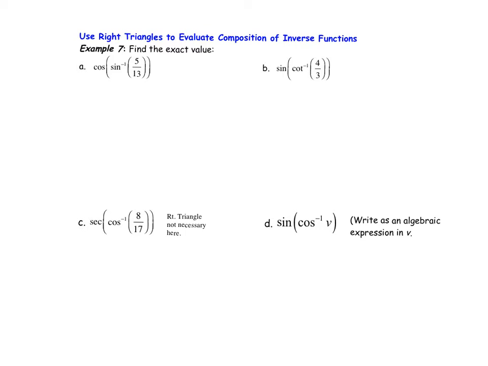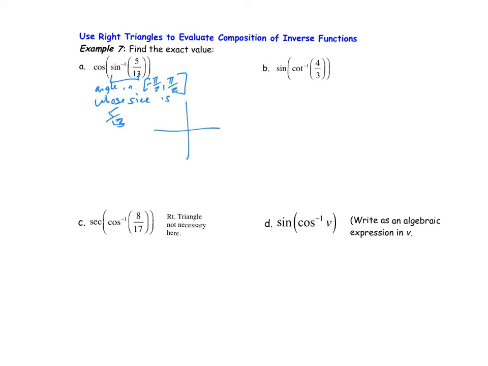In order to solve this problem, we have to recognize that sine inverse of 5/13 is an angle. We have to realize the meaning of the output from inverse sine. So this is going to be an angle in the interval from negative pi over 2 to pi over 2, whose sine is 5/13. So going back to our right triangle trig, we can draw a right triangle.